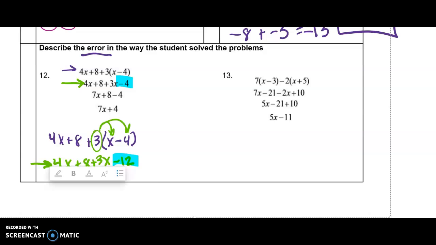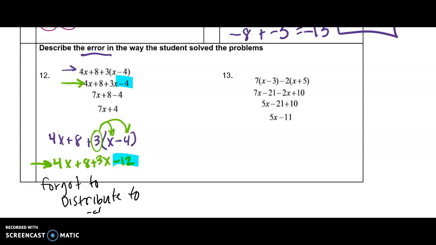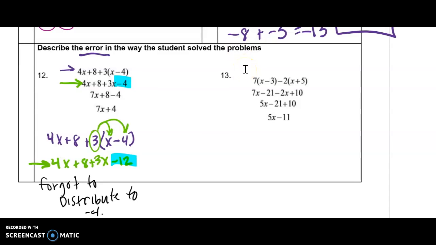They forgot to distribute to the negative 4. And so that is their mistake, and that's what you would write on the test.